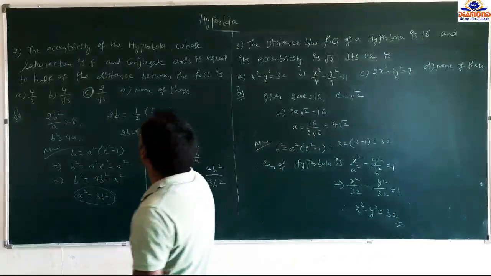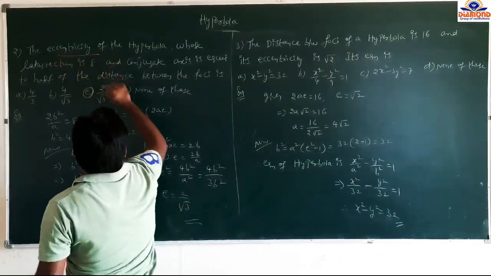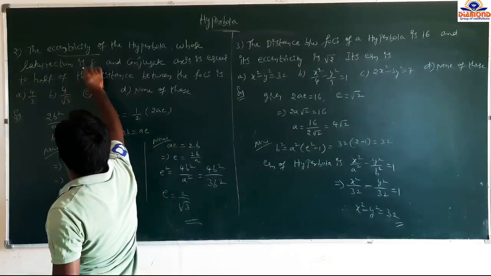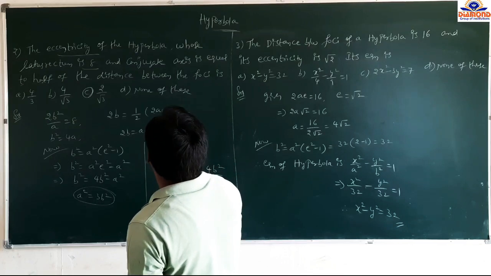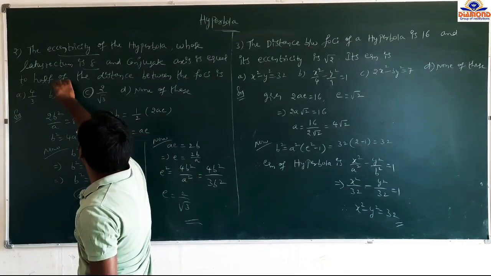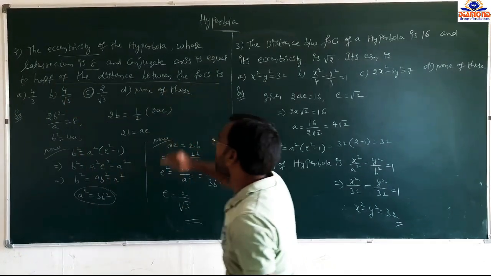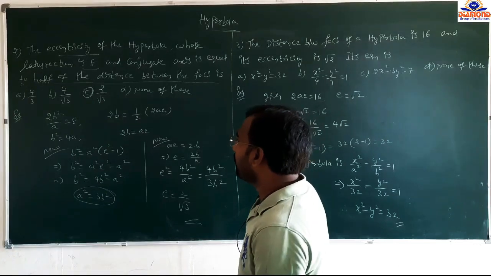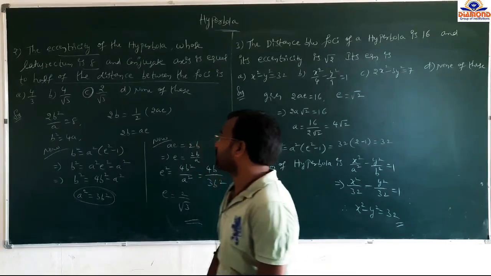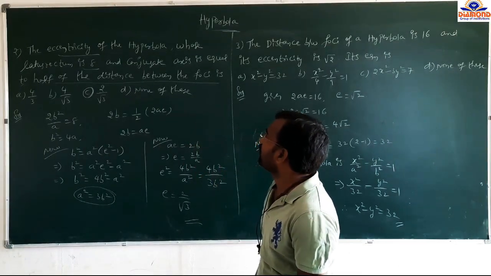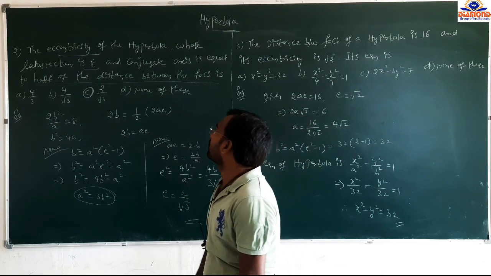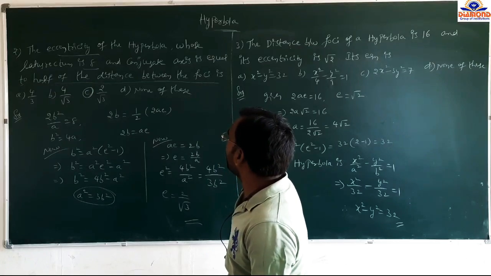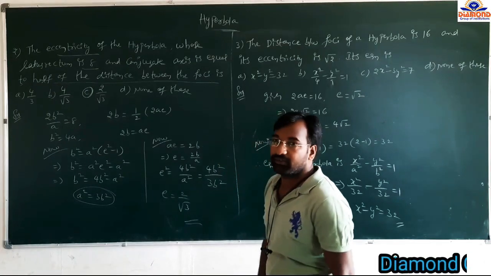Next question: the eccentricity of the hyperbola whose latus rectum is 8, and conjugate axis is equal to half of the distance between the foci, is. Option A 4 by 3, option B 4 by root 3, option C 2 by root 3, option D none of these. Here the condition is given: latus rectum length is 8, and length of conjugate axis is equal to half of the distance between the foci.